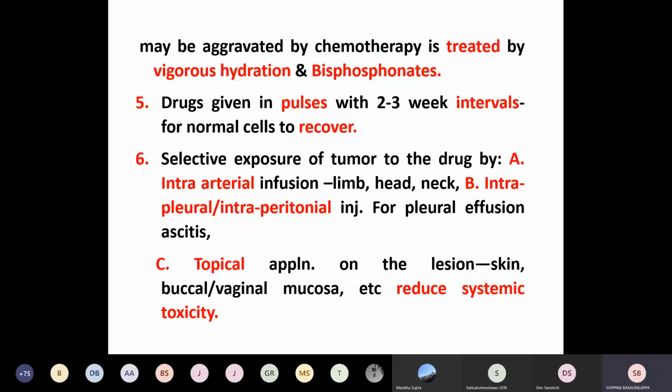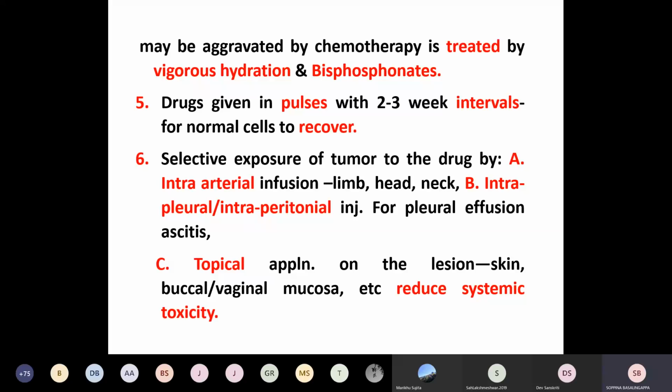Why this interval? This interval is necessary for the recovery of the normal cells. Just like the cancer cells, normal cells are also dying; they are killed. And that causes severe reactions like coagulatory failure, then secondary infections, etc. So in order to minimize these toxic effects, you give 2 to 3 weeks of interval to allow the normal cells to recover.